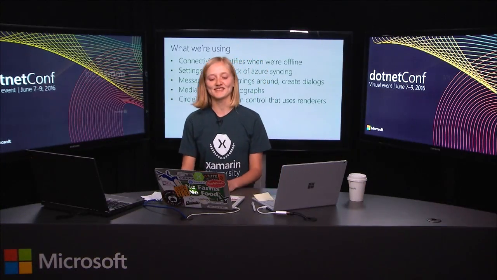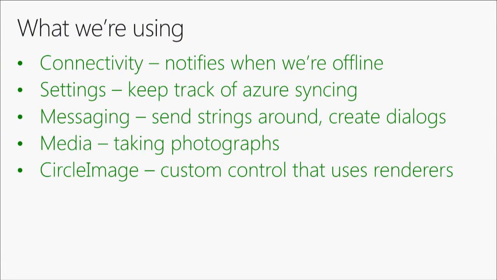So just to give you a sense, this little app that I've been working on uses a whole bunch of plugins and a whole bunch of pre-written things for me, which meant that I had to do way less work. It's using connectivity to notify us when we're offline and online, since it's using Azure. We're using settings, which gives you a settings plugin with cross-platform access to all of your different settings. We're using that to keep track of some of the things we need for Azure syncing.